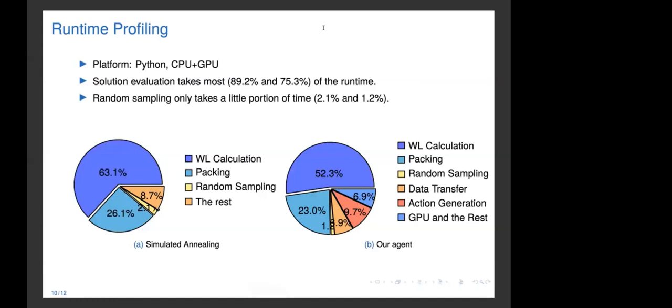To understand the runtime in detail and for potential speed up, we also profile the runtime for both algorithms. As can be seen from this pie chart, more than half of the runtime is always spent on wire length calculation. Together with packing, we see that solution evaluation takes most of the runtime in both algorithms. In simulated annealing, it takes 89.2%, and in our agent, it takes more than 75% of the runtime. In both algorithms, random sampling only takes a little portion of time, around 1 or 2%.